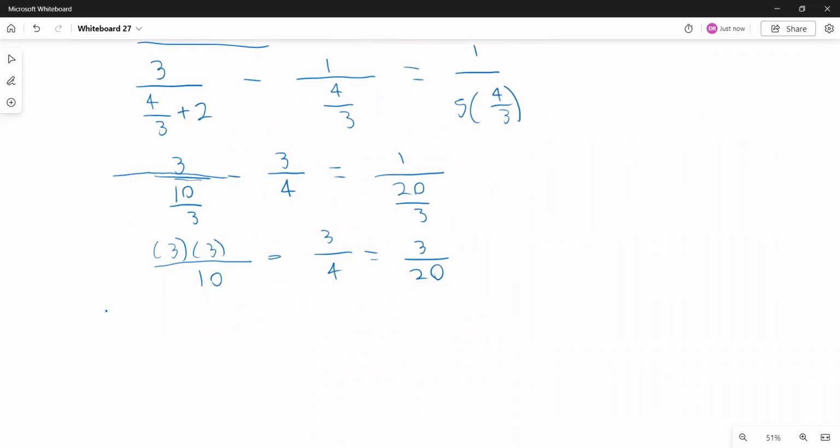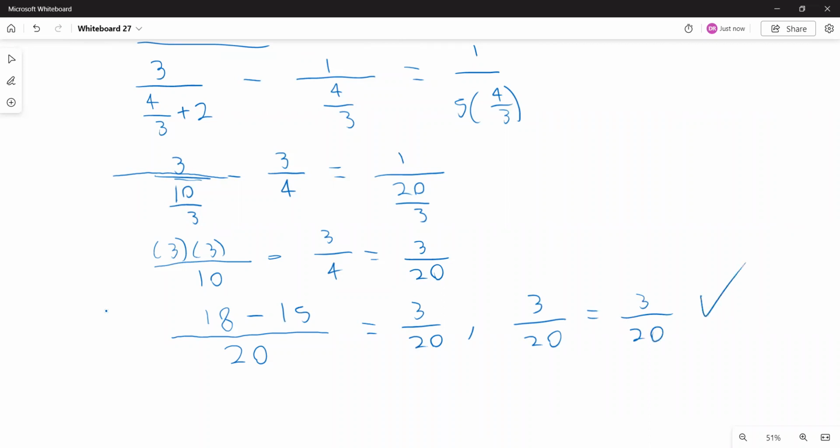That's as much as we can simplify. The left hand side, the common denominator is 20, the least common multiple of 10 and 4. And then we have 18 minus 15. So indeed, 18 minus 15 is 3. So that is a solution. So the solution set is 4 thirds.